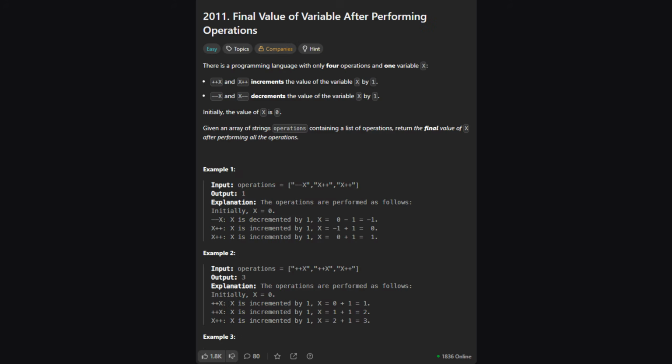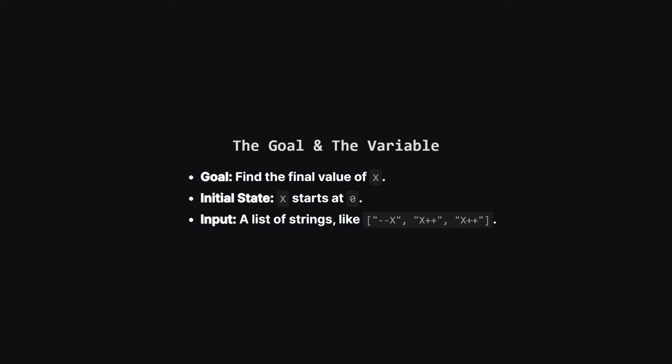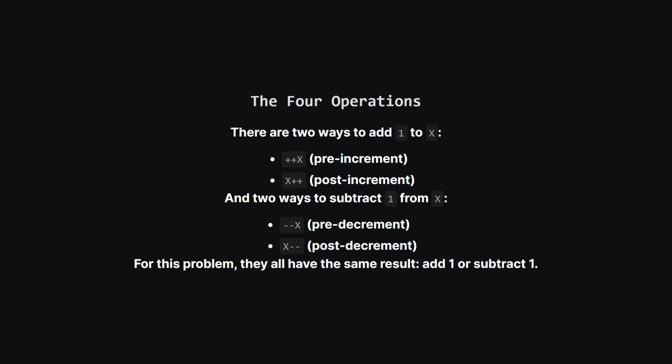Okay, so here's the main idea. We're given a super simple programming language that has only one variable, called x, and 4 operations. Our job is to start with x at 0, perform all the given operations in order, and then report the final value of x. So to be crystal clear, we're starting a counter at 0. We get a list of commands and we just need to follow them one by one to see where our counter ends up.